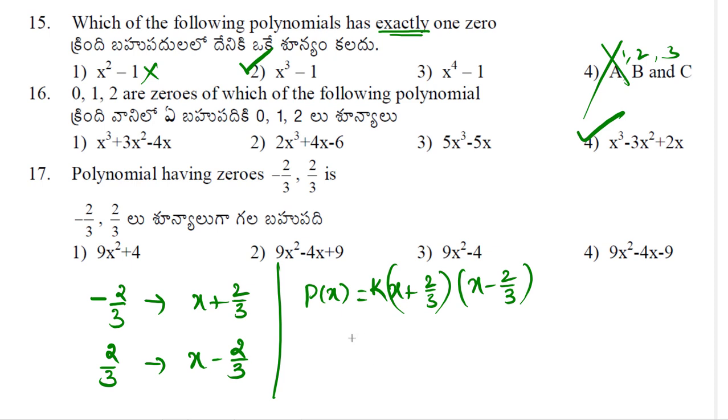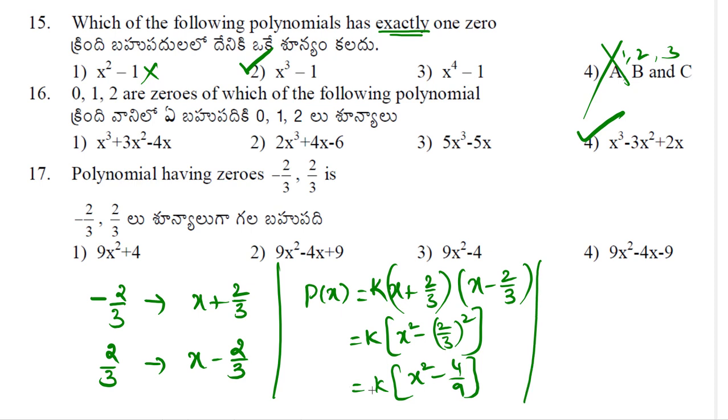This is equal to k times, this is of the form a plus b times a minus b. That will be a square minus b square. So x square minus 2 by 3 whole square. This is equal to k times x square minus 2 by 3 whole square, means that will be 4 by 9. Now to get rid of this 9 which is in the denominator, let us take k equal to 9. So that will be equal to 9 into x square minus 4 by 9.